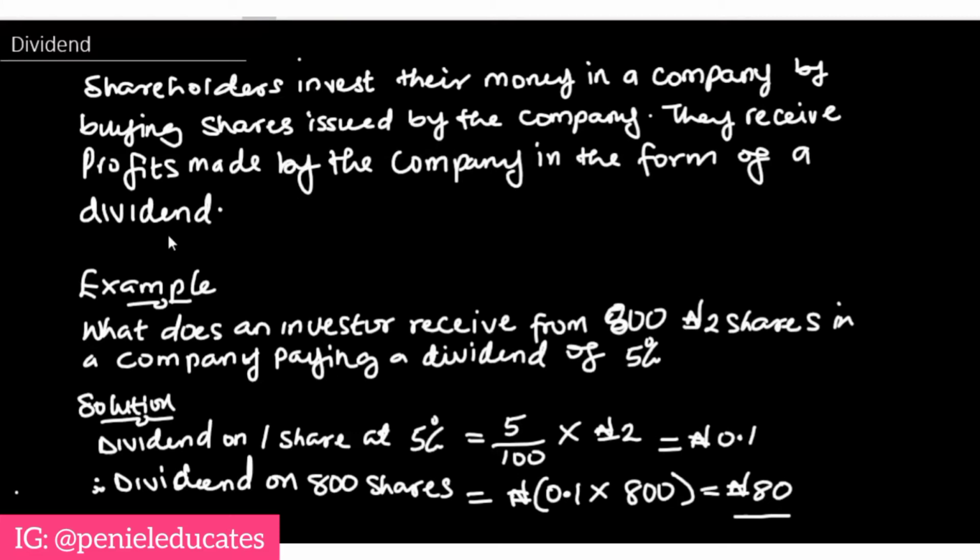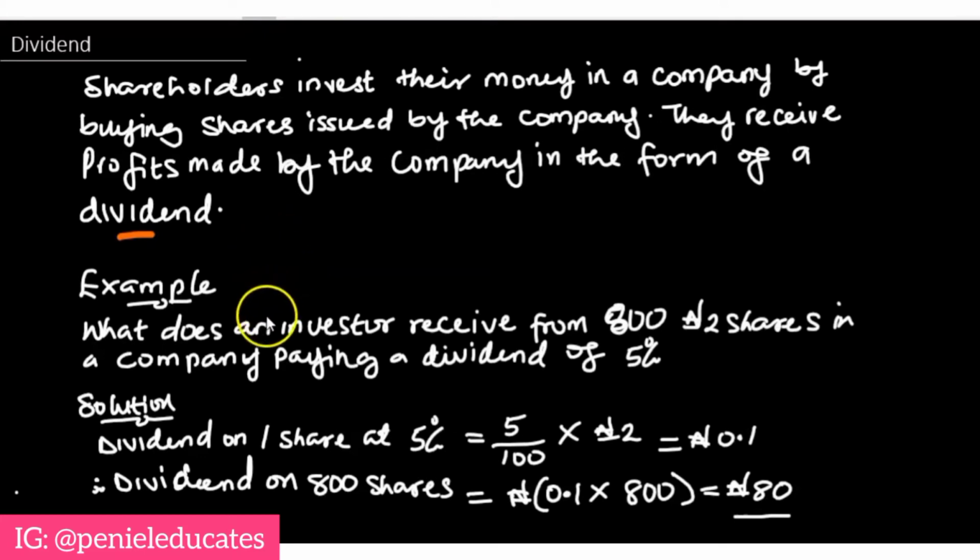So we have companies selling shares for members of the public to own some parts of the company. When they buy shares, they are actually investing their money in that company and they receive profits made by the company in the form of dividend. The dividend that you get depends on the number of shares that you have bought, the number of investments that you have made in that company by buying shares.